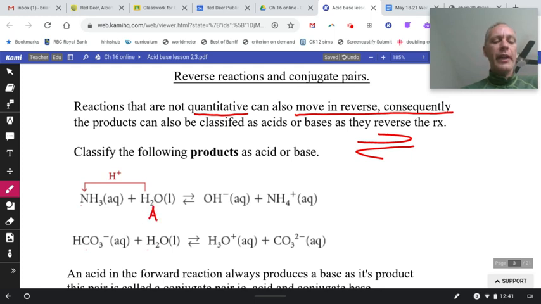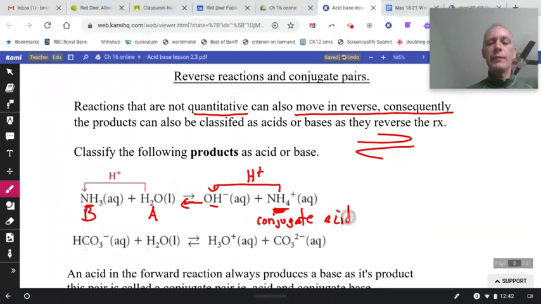So let's take a look at this example. Water is donating, it is an acid. Ammonia is accepting, it is a base. If we look at the reaction in reverse, we can classify these as well. So what's happening here? NH4+ turned into NH3. How did it do that? It donated a proton. Now, instead of calling it just an acid, we have to recognize that it's on the product side. So we call it a conjugate acid. And in this example, hydroxide is acting as the base accepting, so it is the conjugate base.